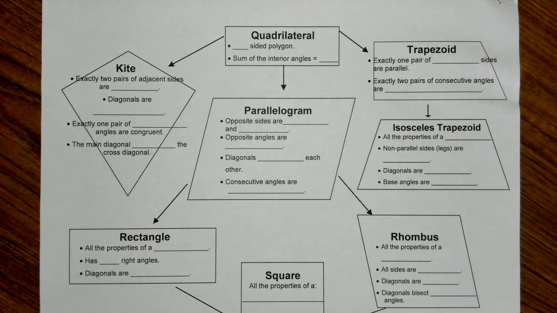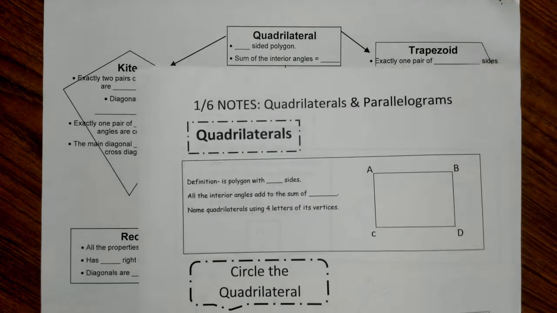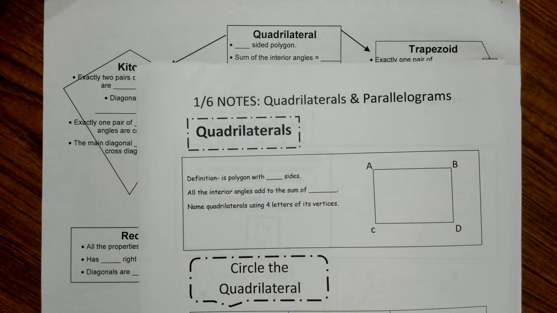Okay, so we're going to go ahead and start talking about our quadrilaterals. This flow chart that you see, we are going to be bringing back every day and filling in more and more until it's completed and we're done with the notes for the unit. So we're going to start off today with quadrilaterals and parallelograms. That's going to be the notes for January 6th.